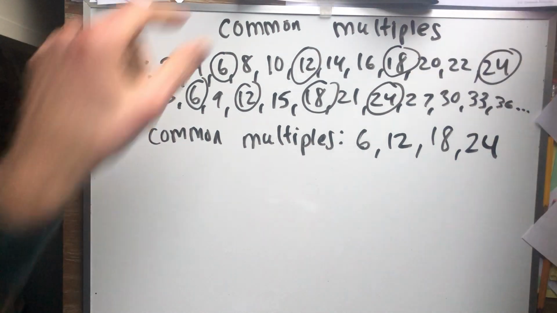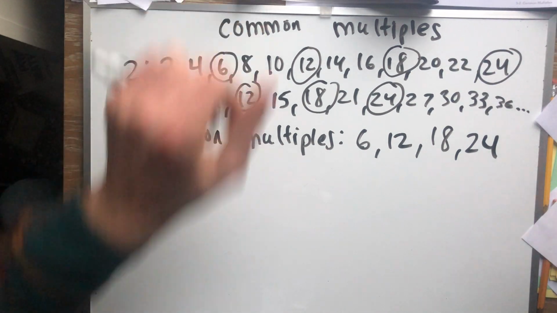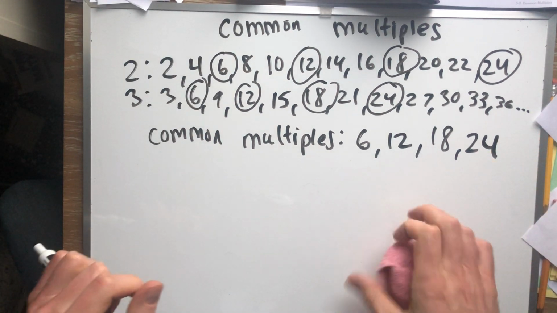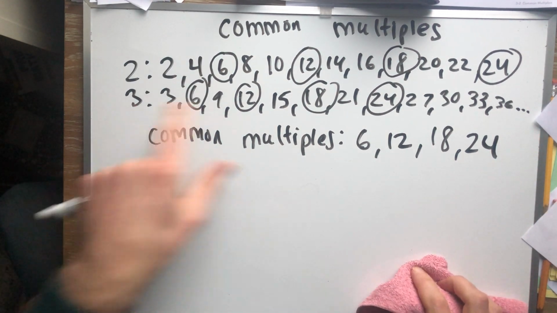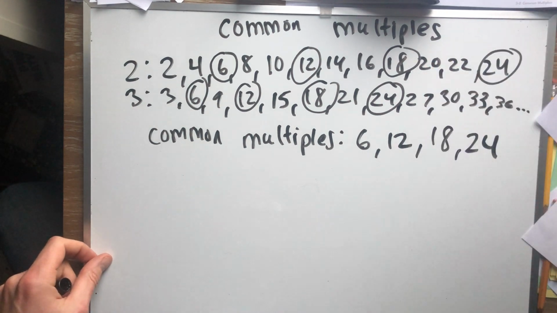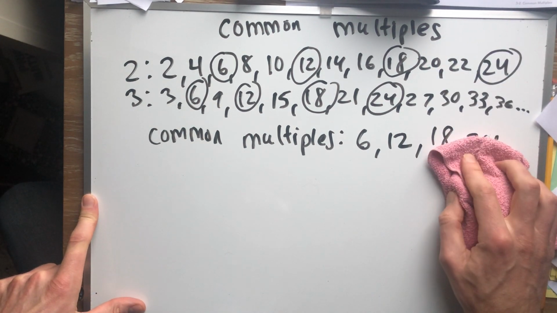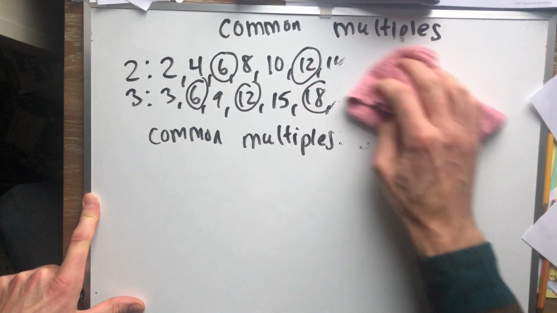So in the book today, we're going to be doing pages 50 and 51. It asks you to do that with 3 and 4. So you'll do the same thing but 3 and 4, and then 6 and 9. And then find the first 3.